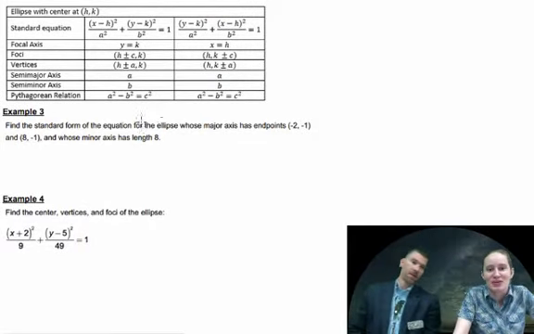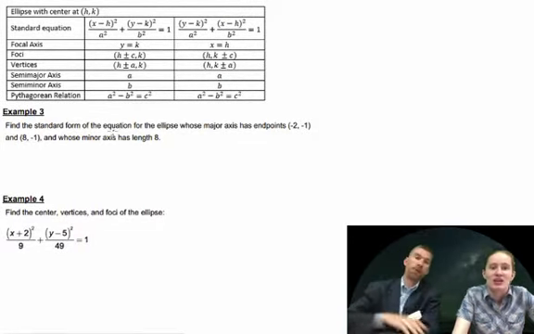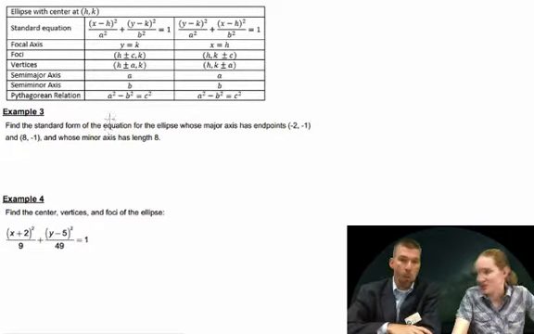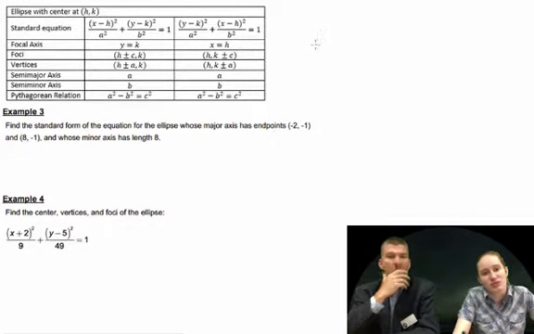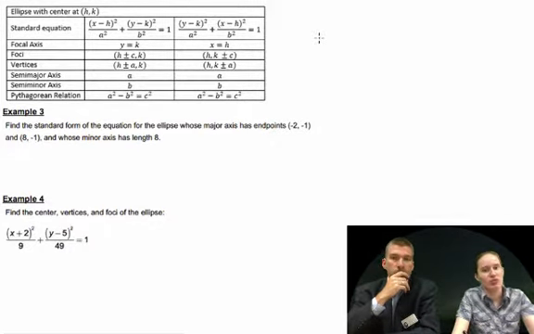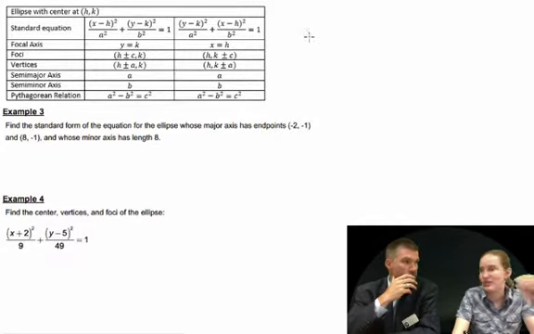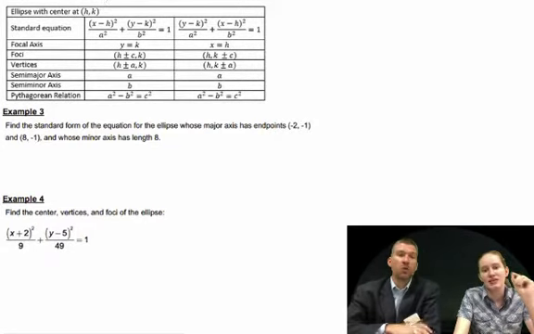Example 3, now we're talking about ellipses with a center that is not at 0, 0. Their center is at (h, k), and that should look familiar. We talked about parabolas with (h, k). Just like before, if it's in parentheses and you pull it out of the parentheses to find h and k, you change the sign.